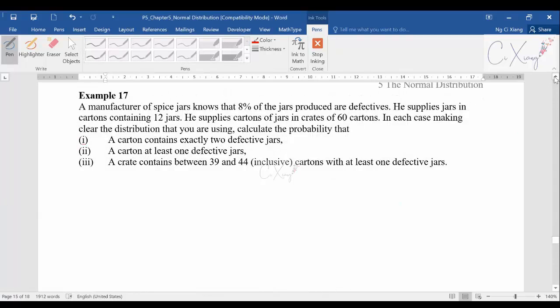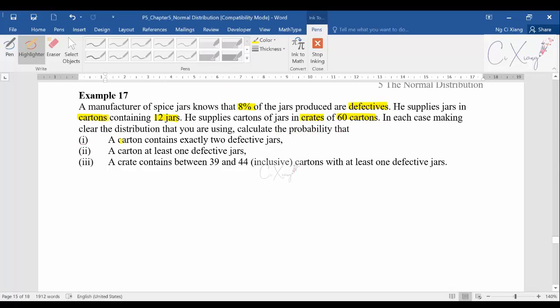So the same thing happens here. Example 17, I just want to roughly guide you how to do it, and then you try and see whether you can get the answer correctly or not. Okay, so now 8% of jars are defective. Then 1 carton has 12 jars. It supplies cartons of jars in crates of 60 cartons, so 1 crate has 60 cartons. So there are 2 different things. The first one is cartons with 12 jars, and then we have crates with 60 cartons. In each case, making clear the distribution that you are using, calculate the probability.